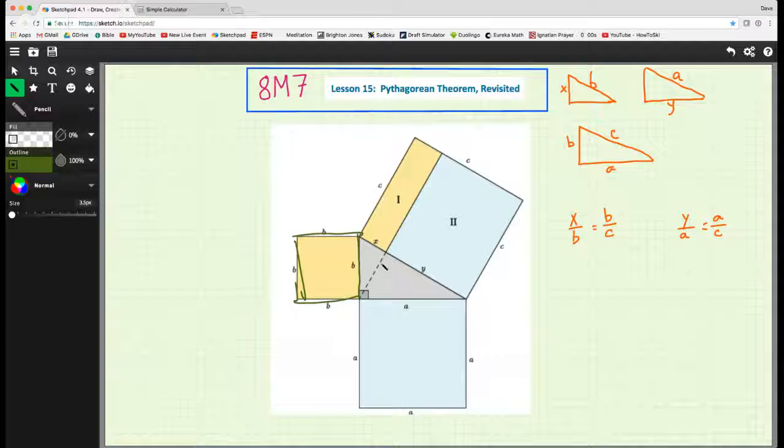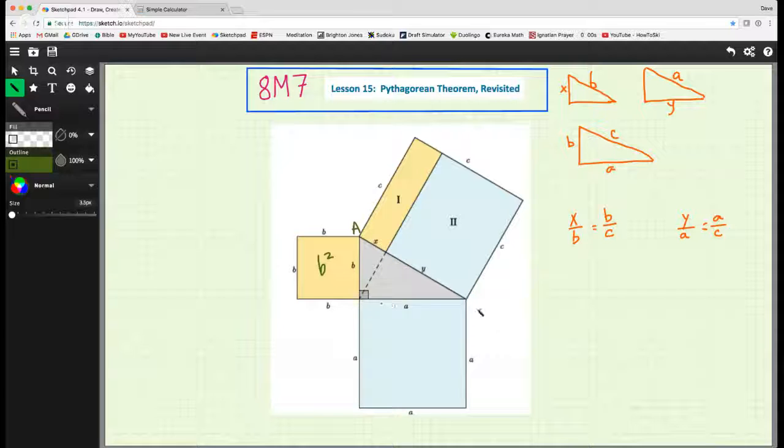Now what I want to show you is that this thing here is equal to b squared. Well, how do we do that? We're going to go back to our similar triangles. And so here they are drawn again. Let me go ahead and relabel these guys.